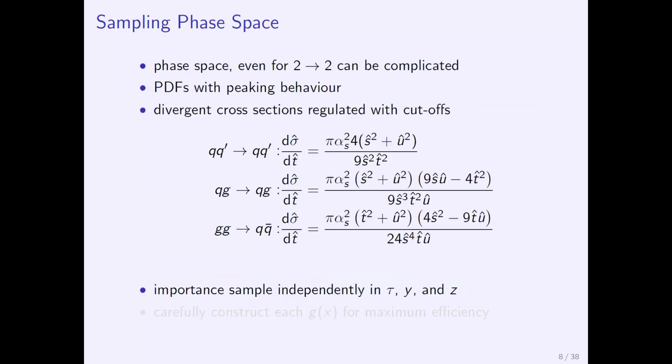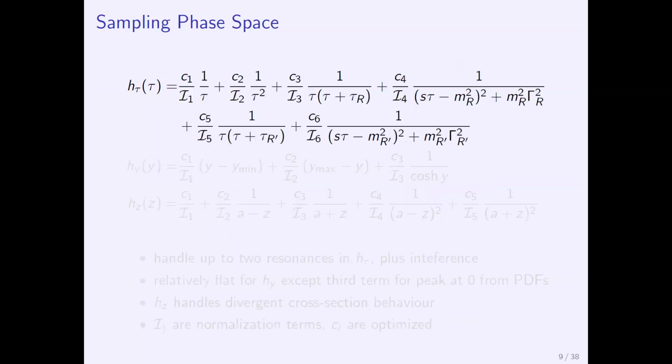So what we do is we independently sample, and we use importance sampling for it, but we independently sample tau, y, and z. And then we carefully construct our oversampling function g of x for each of these variables, and we do it relatively carefully to maximize the efficiencies that we have for sampling this. If you don't use this oversampling, you'll be sampling forever, and it will take you forever to get anything out from any of this. So I'm going to go over this. I don't expect you to remember it all, but I do just want you to understand, really, even for the case of 2-to-2 sampling, how careful you need to be about doing this type of sampling.